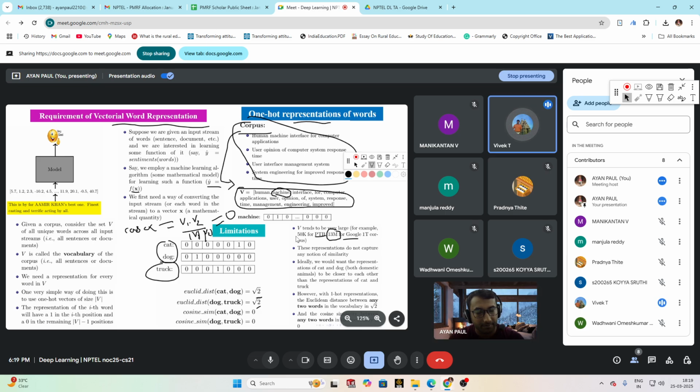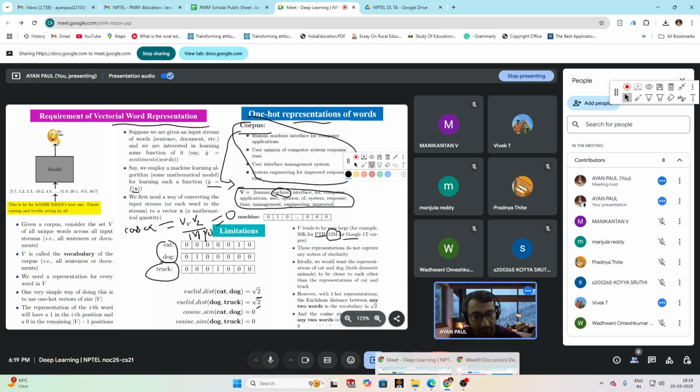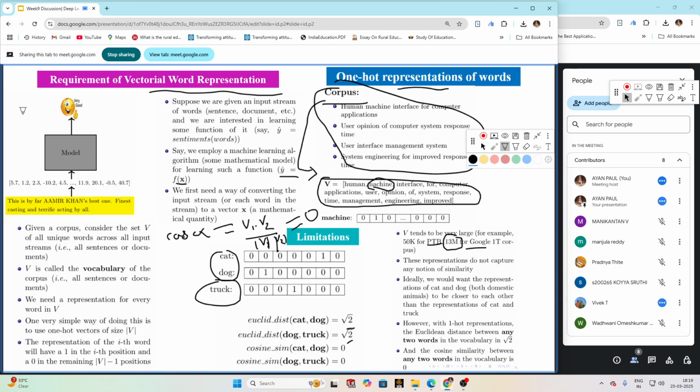How to calculate the Euclidean distance? Euclidean distance is the root over (x1 minus x2) square plus (y1 minus y2) square plus (z1 minus z2) square, and so on.